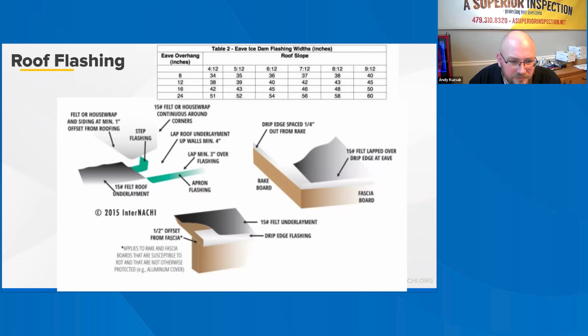What else do we have? This is a diagram of the underlayment going over the drip edge flashing. And on this diagram up here on the left, this shows you how the underlayment should go under the rake end. So under the rake end and over the drip edge.